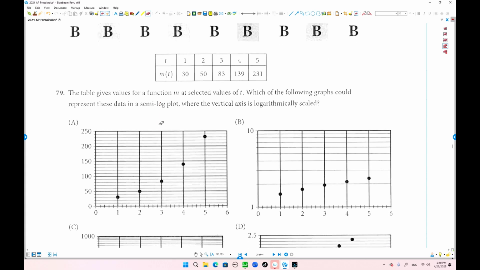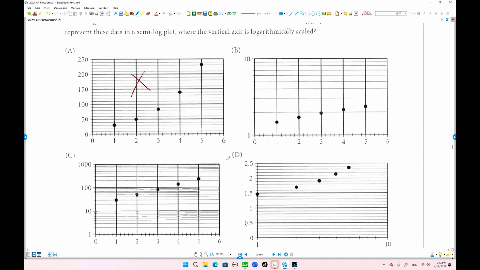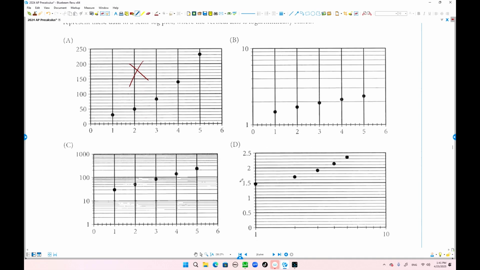So we have some selected values of t, with the value of y given by the table. Which of the following graphs could represent this data in a semi-log plot? This is not a semi-log plot, right? B is very similar, and C is also very similar. D is not, right? Anyway, this is linear. The y-axis is not semi-log, just a regular number line for y.